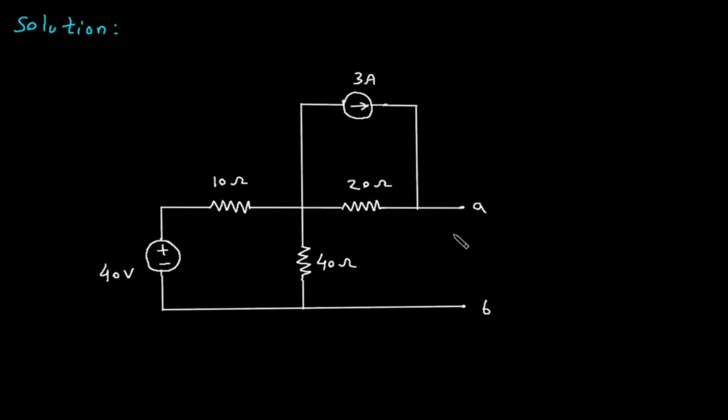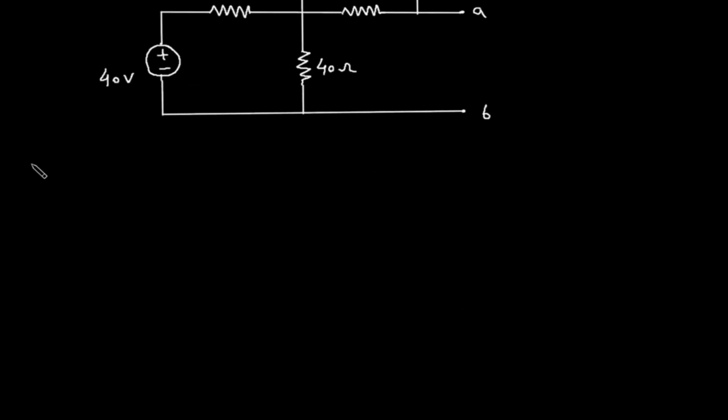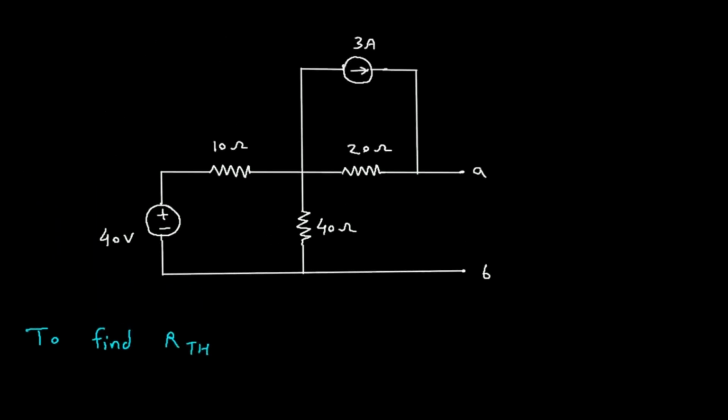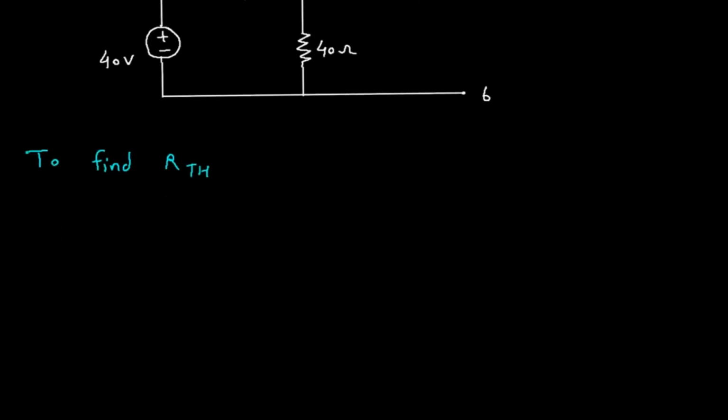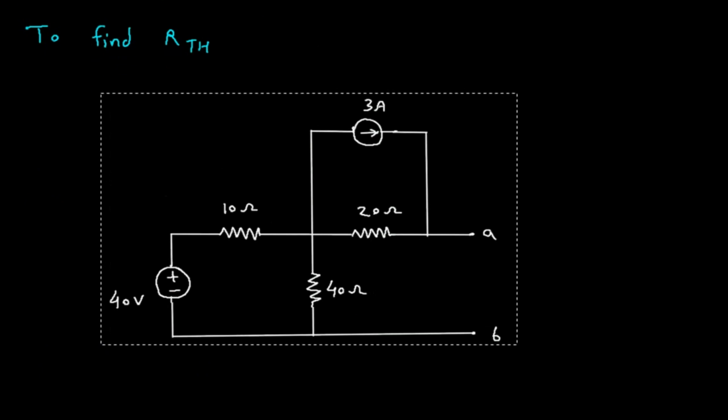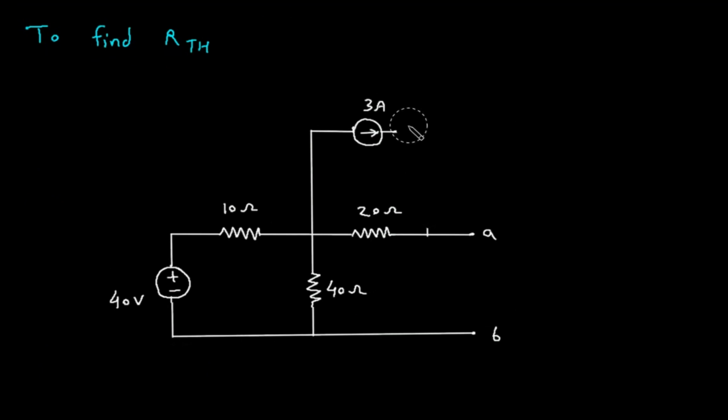Now, to find RTH, we will short circuit the voltage source and open circuit the current source. This will be open circuited because this is a current source. And this will be short circuited because this is a voltage source. And this will be RTH.